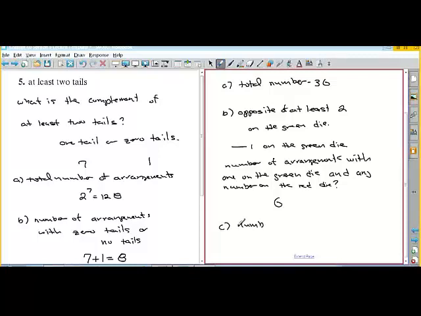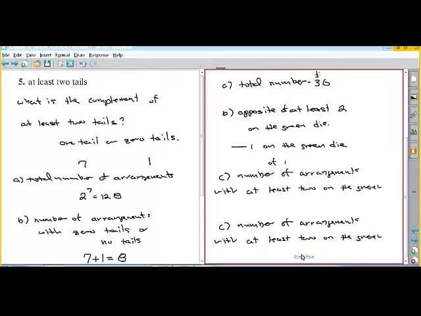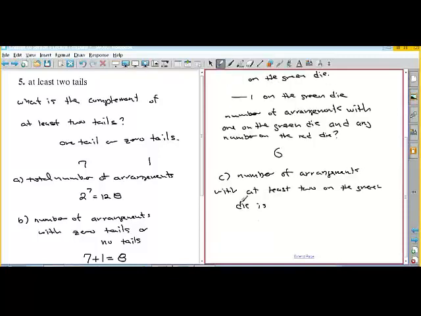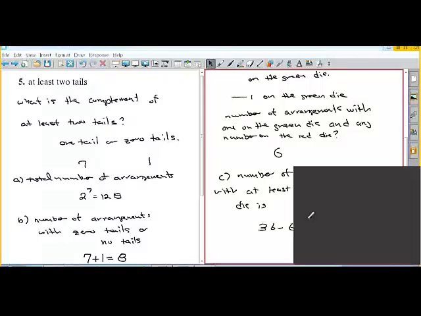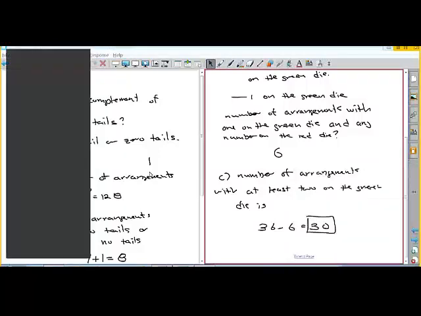So to answer the question, the number of arrangements with at least 2 on the green die is 36 minus 6, which is 30. I don't know what I did there.